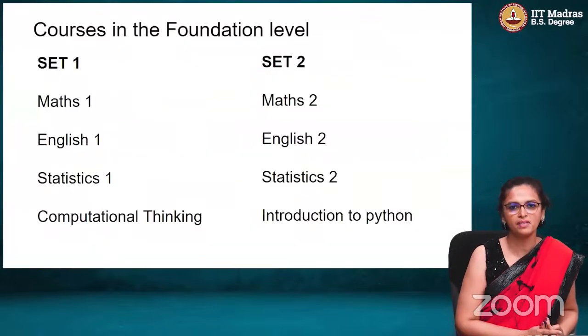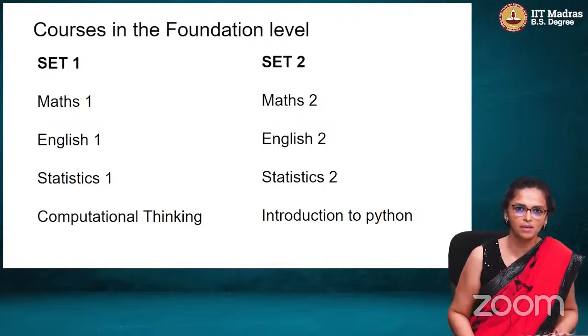Courses in the foundation level are 8 courses. There is Maths 1 and Maths 2, there is English 1 and English 2, there is Statistics 1, Statistics 2, and Computational Thinking and Introduction to Python. So these are the 8 courses that form the foundation level of the BS in Data Science and Applications.